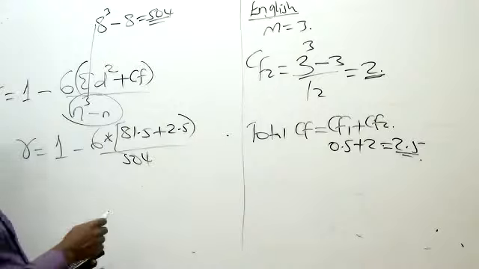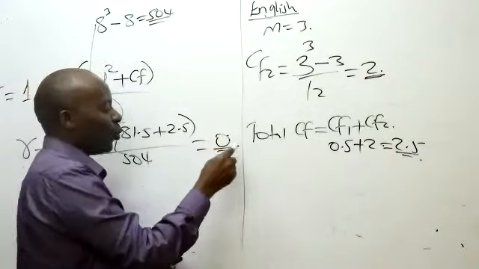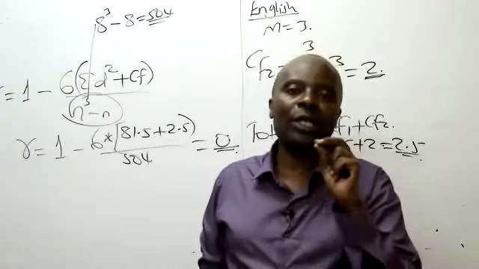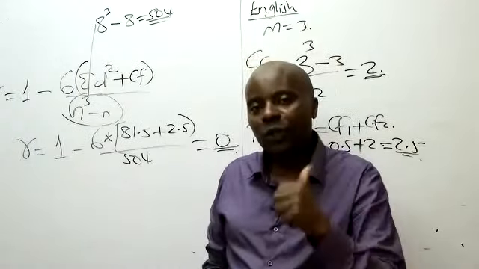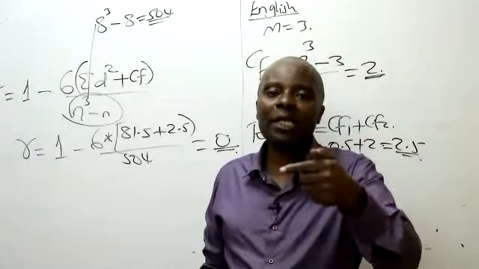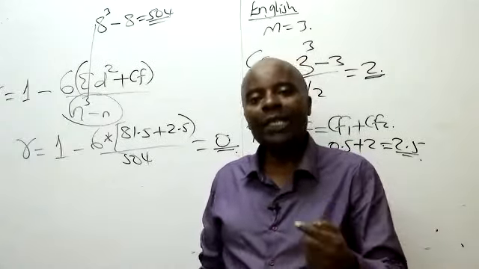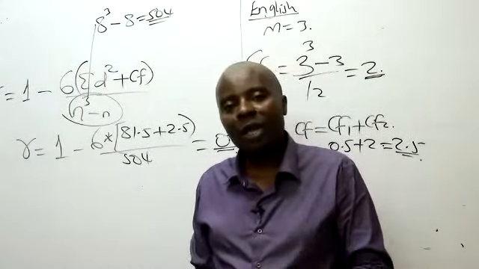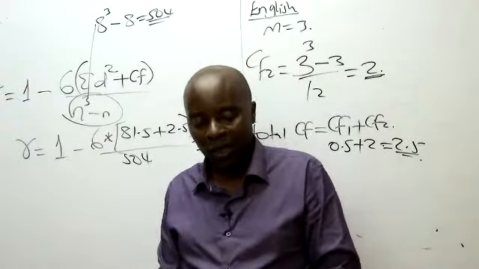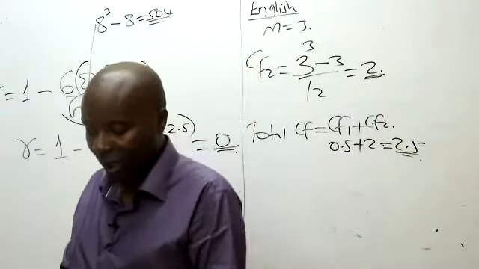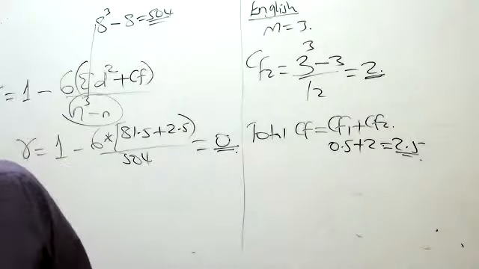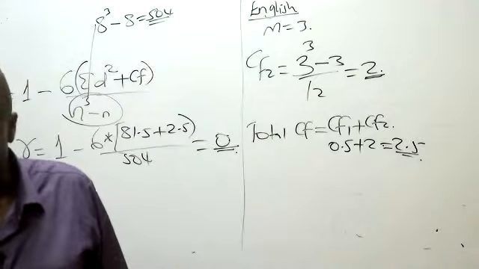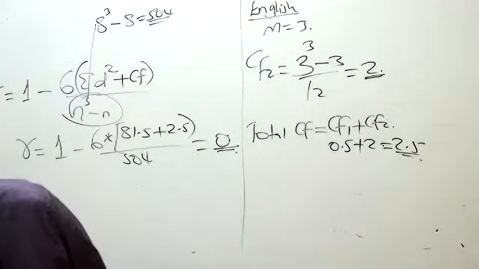gives me 0. So the correlation between the two variables is exactly 0, meaning that there is no association at all, no correlation at all between performance in math and performance in English. There is no relationship. You can easily get somebody who is doing poorly in English but performing very well in mathematics. Please ask a question.